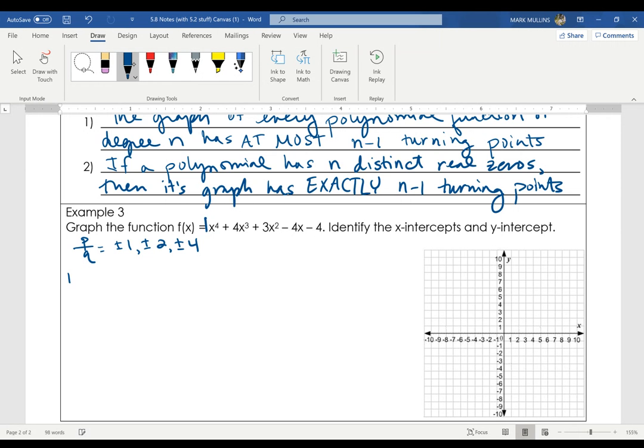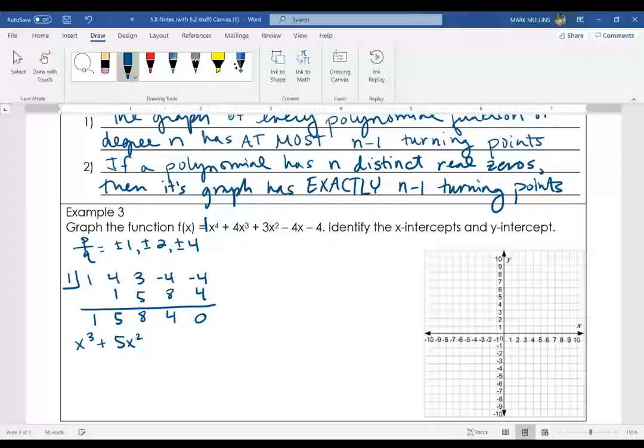So I will put 1 in here. So 1, 4, 3, -4, -4. Those are my coefficients. Do my synthetic division, bring down 1, multiply it, write it underneath, add, multiply, add, and we found our first zero. So now I'm going to work with my depressed equation. The depressed equation is x cubed plus 5x squared plus 8x plus 4 equals 0 now.